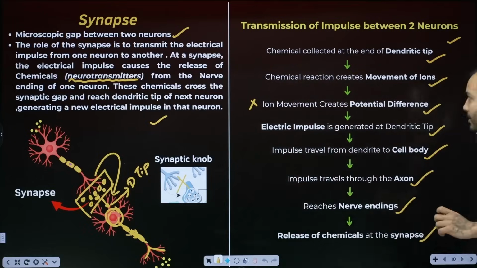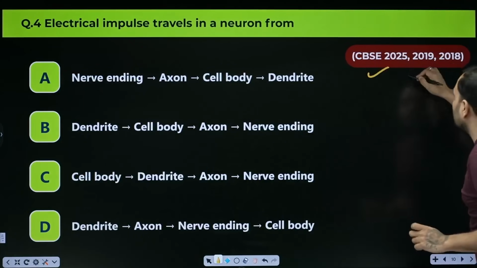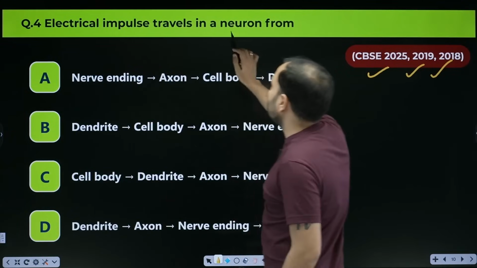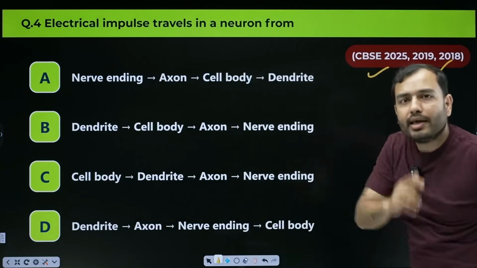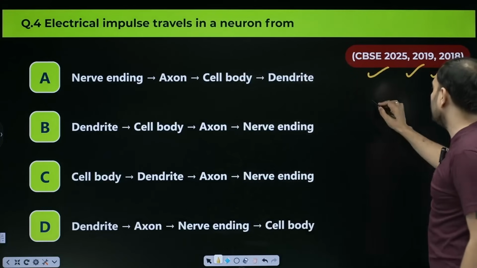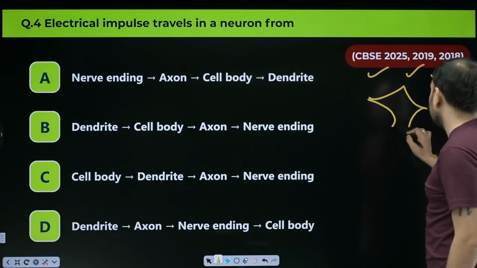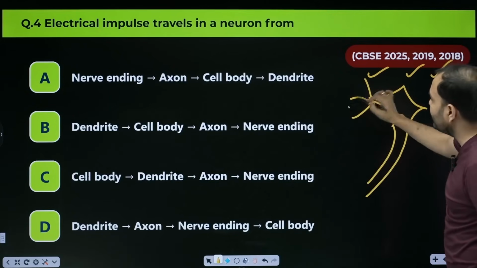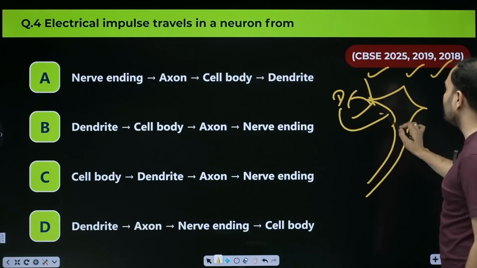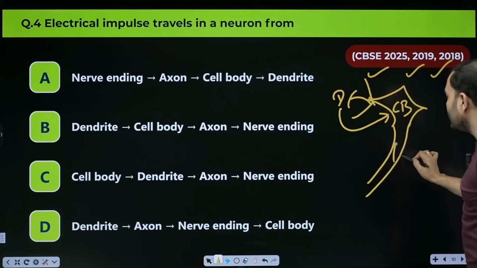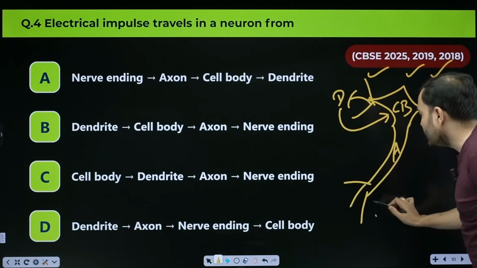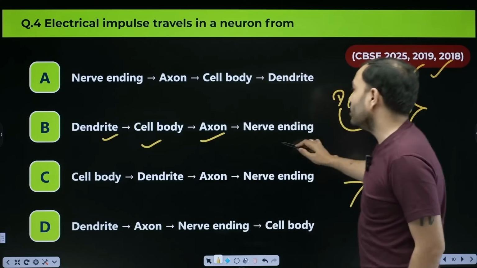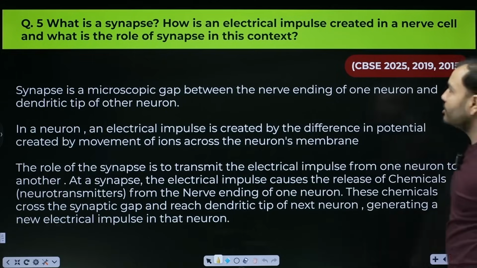Very good. Okay. Question, CBSE 2019, 2018. This is a similar question. Electric impulse travels in a neuron, in what order? If I draw a neuron here, where does the impulse first reach? On the dendrite. From the dendrite, where does it go? To the cell body. From there, where does it go? To the axon. And from there? To the nerve ending. This will be the order: dendrite, cell body, axon, nerve ending. Clear? Come on, let's move forward.